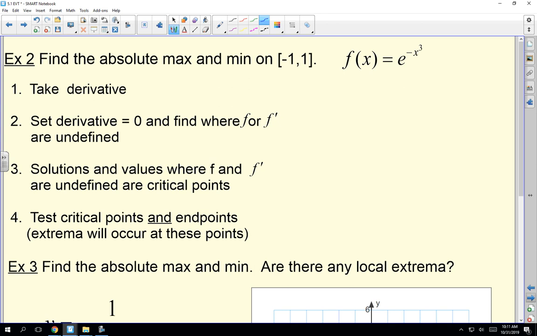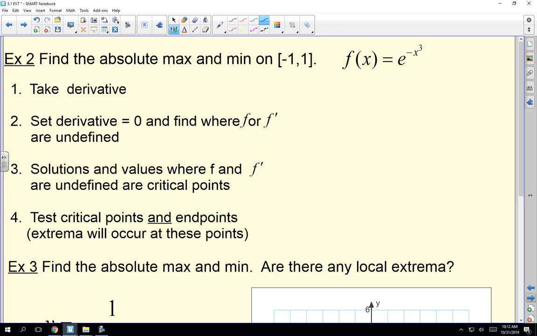And then we're going to test those critical points as well as the endpoints. So don't forget the endpoints. You might want to put a little star by the endpoints. Students, what we forget to do sometimes is check the endpoints, because the endpoints are also possibilities for maxes or mins. And if you have your graphing calculator, why don't you go ahead and graph this thing so you have a picture of what it looks like.